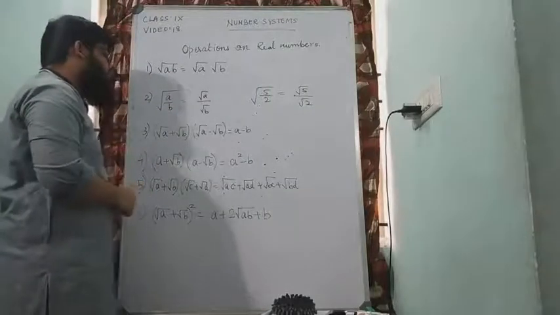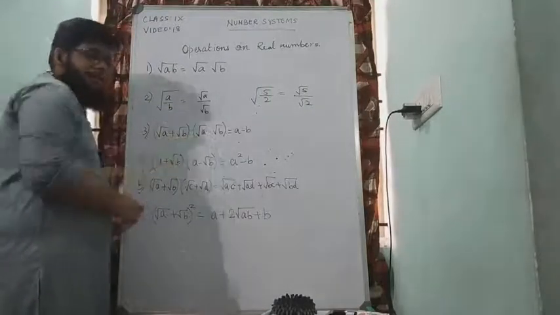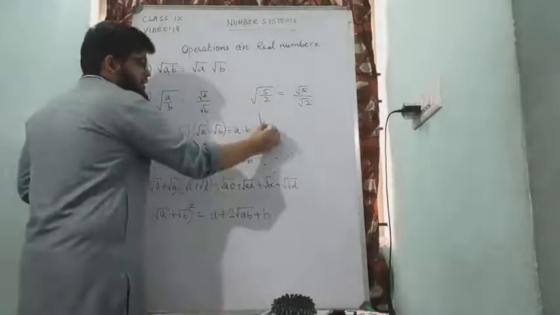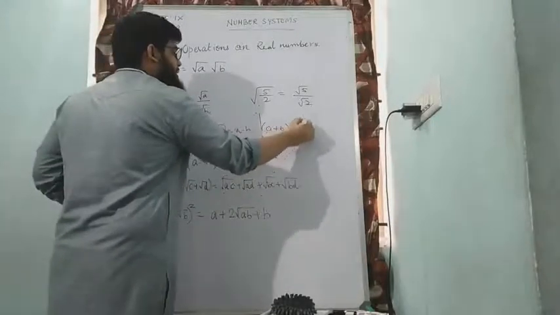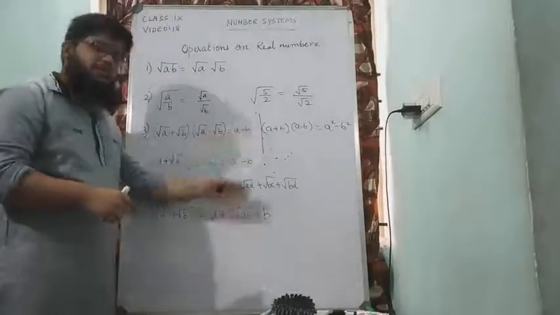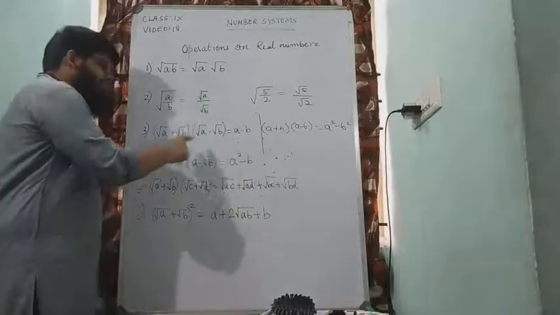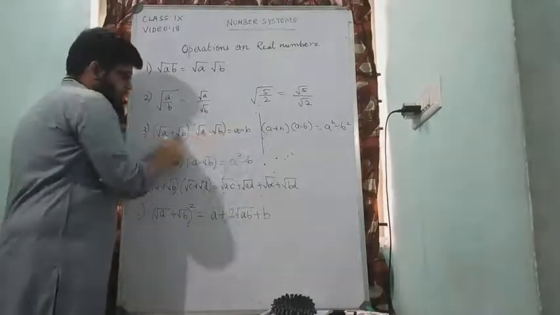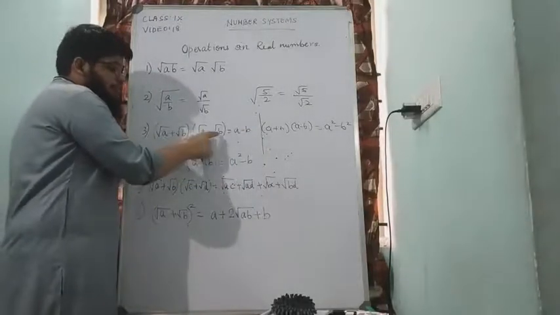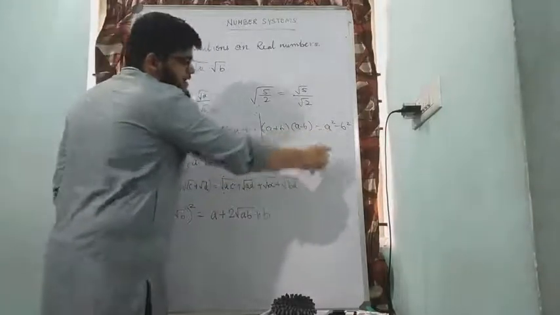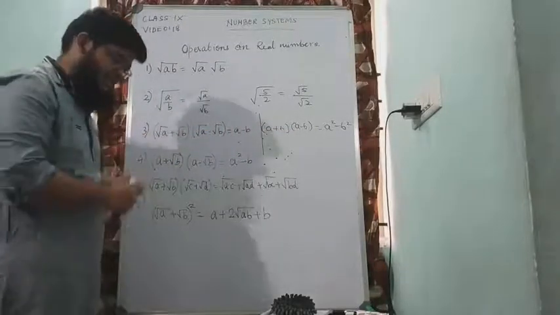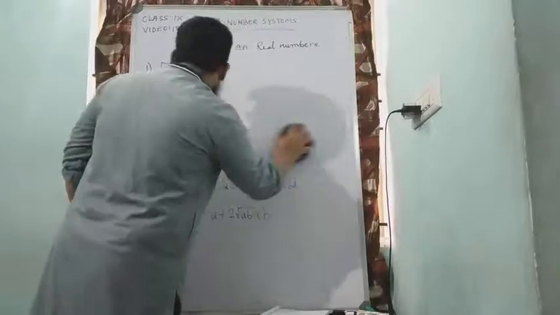Then the third one, (root a plus root b) into (root a minus root b) is equal to a minus b. Please try to remember one identity from last year. (a plus b) into (a minus b) is equal to a square minus b square. Last year's identity, which we have learned. So if you compare it with this identity, we just have roots. Root a, here a; root b, here we have b. So a very similar identity. So (root a plus root b) into (root a minus root b) will be a minus b. Here it will be a square minus b square. So if you remember last year's identity, it will be very easy for you to remember this as well. So that is our third identity.